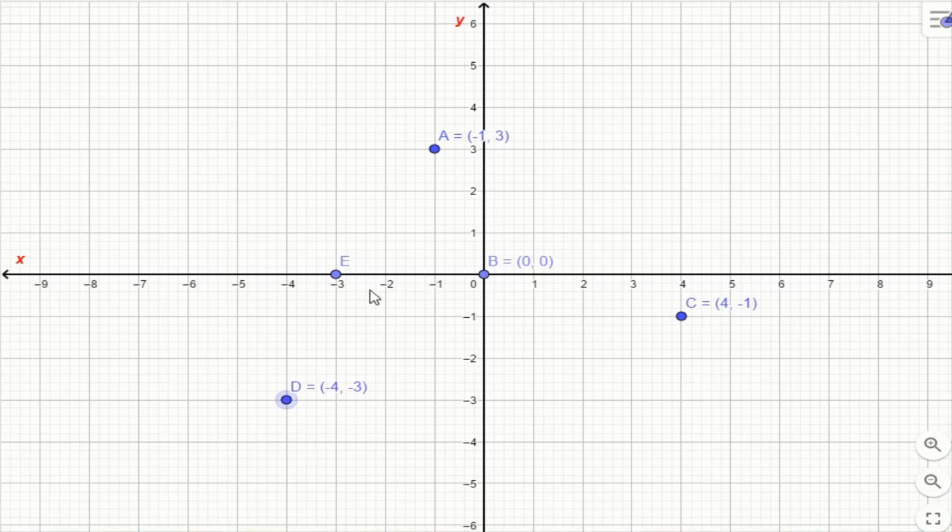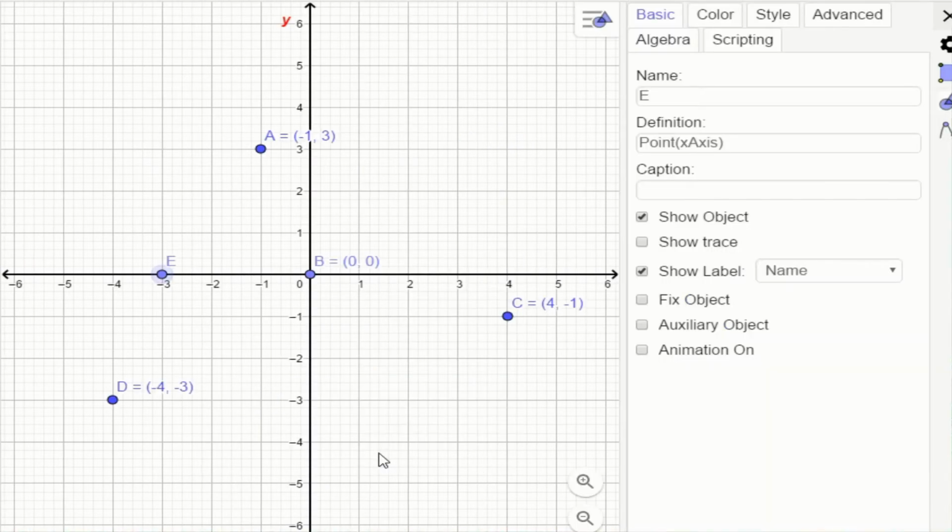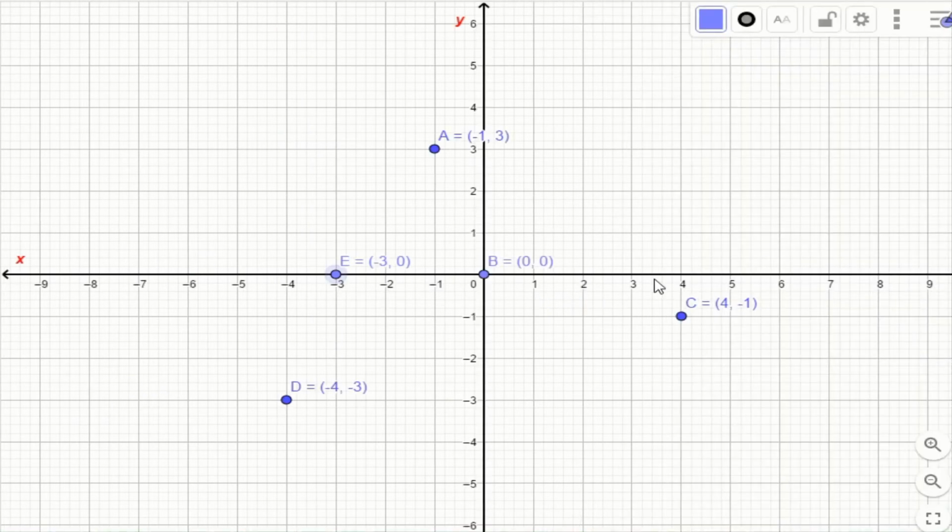Ang gagawin nyo na lang, titingnan ninyo kung saan nakatapat yung point. In this case, sa x-axis nakatapat siya sa -3. So, ang sabi ko kanina, pag nasa x-axis mismo yung point, yung y-coordinate nun is automatically 0. So, ang coordinates ng point E are -3, 0. Ayan. So, that is how you give the coordinates of a given point.